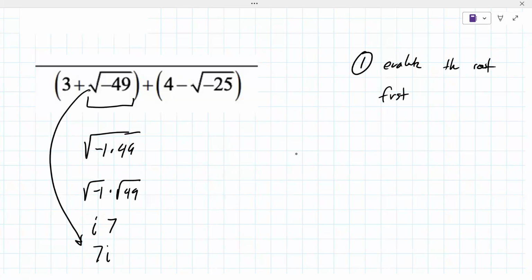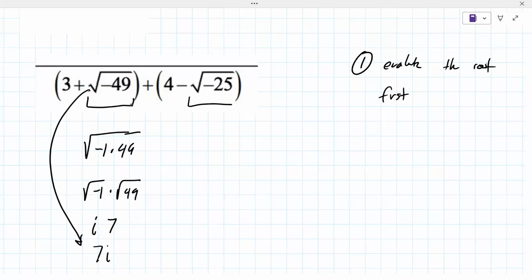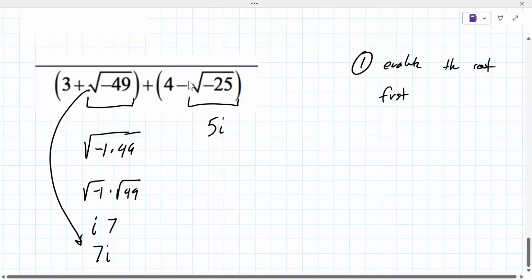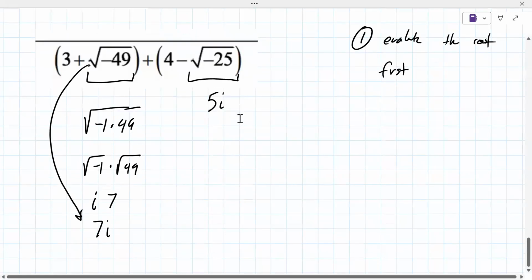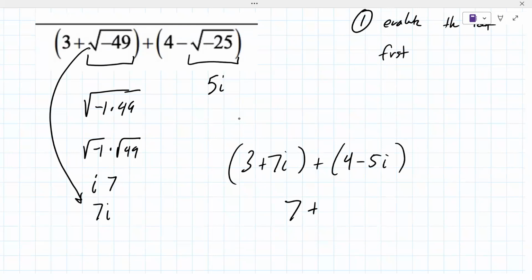What some students do is they say, okay, this is 5i. That's totally fine. You just know that whenever there's a negative, there's going to be an i with it, and you take the square root. So this is 3 plus 7i plus 4 minus 5i. And this is just combining like terms. So it's 7 plus 2i, like that.